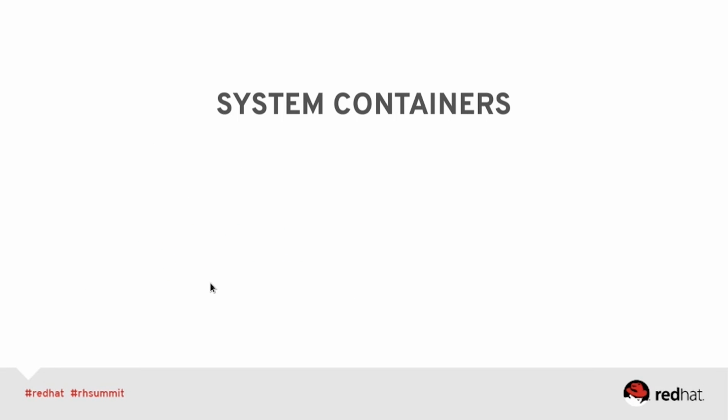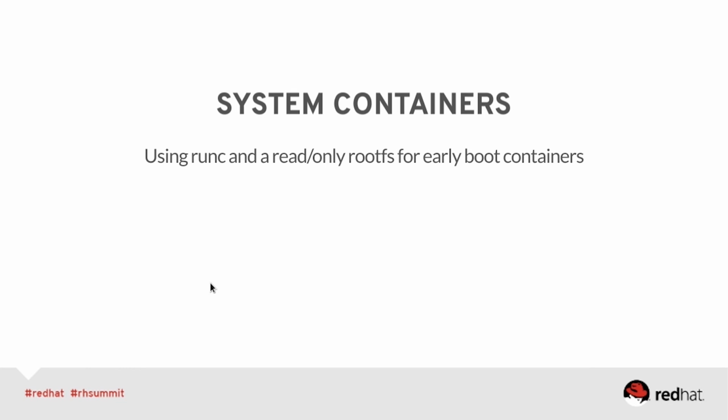There's a new thing we're working on right now called system containers. If you're on RHEL systems, you'll probably be seeing it in the next release of our container initiative. System containers use runC with a read-only rootfs for early boot containers. So Docker has a problem. They're trying to figure out how to fix this, but in certain cases you need containers to start before other containers. You might want one container to require another container to be up and running, especially as we move to more container-only platforms.